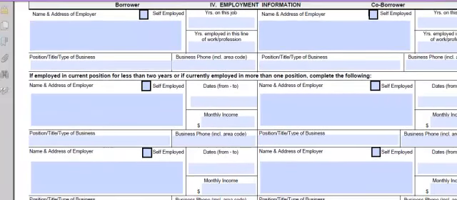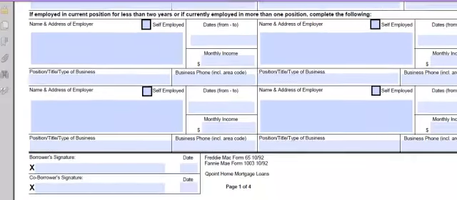Then there's employment information. By the way, a lot of the information that's on the application will be subsequently verified by the lender using third-party information typically. That would, for example, the employment will be verified by contacting the employer.